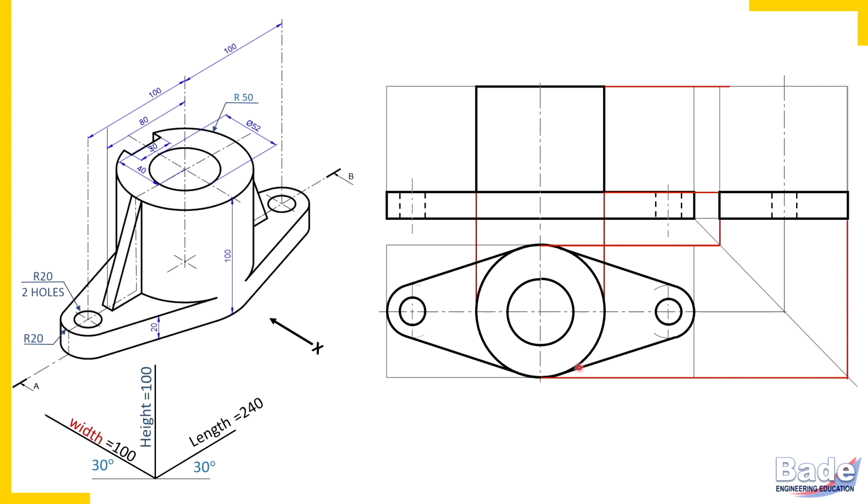I've taken projectors from front view to side view and top view to side view. So the cylinder is ready in the side view also. Now check here how to create this joint, the tangential joint.